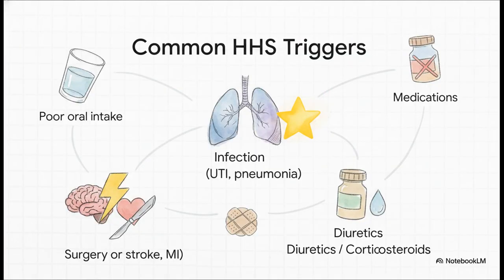So, what kicks this whole thing off? Well, just look at that star. Infection is, by a long shot, the number one trigger. An older patient with a UTI or pneumonia, that's a classic setup for HHS. But really, any major stress on the body, an illness, a surgery, even some medications, can push a vulnerable person right over the edge. You will definitely be tested on this.